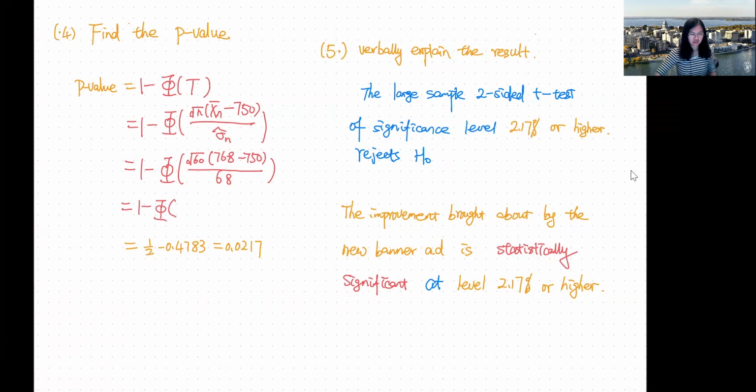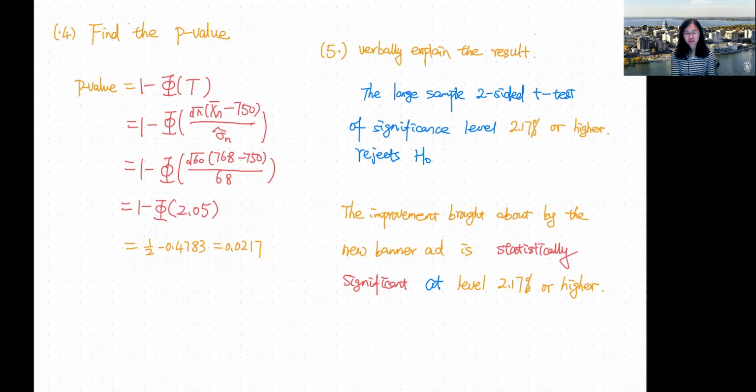And what is that number? Let me try to do this very quickly. That is about 2.05. And if you use the normal table that we provided before, you can look up this probability. This probability turns out to be 1/2 minus 0.4783, and that's about 2.17%. So you calculated the p-value and the realization of the p-value turns out to be 2.17%.